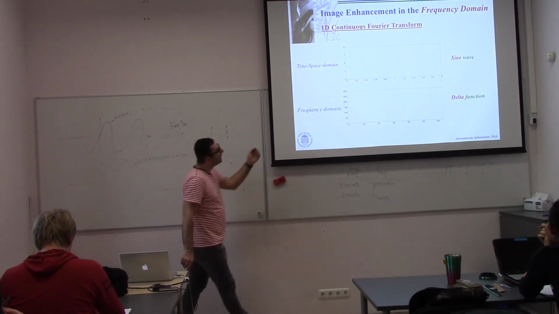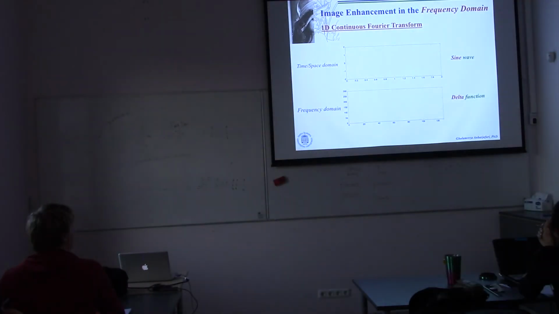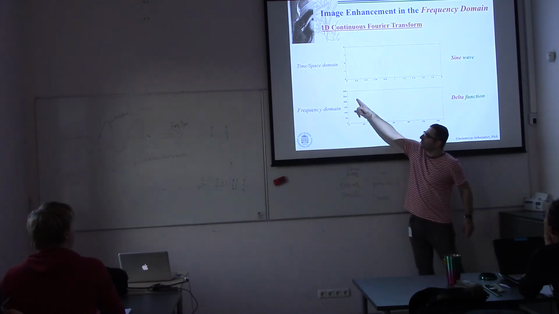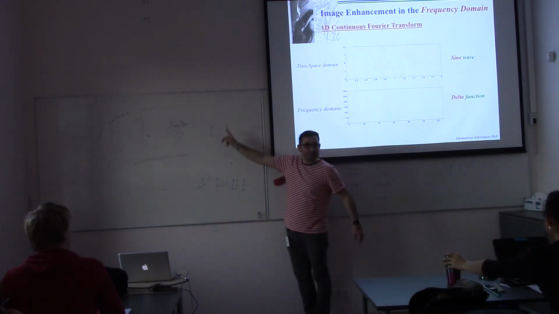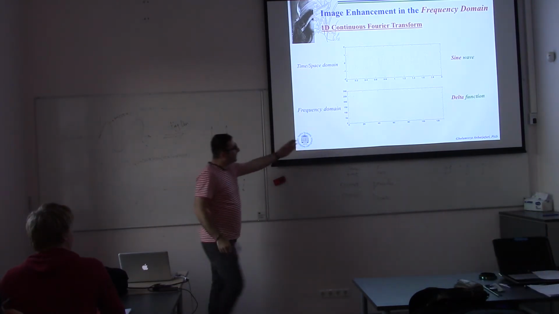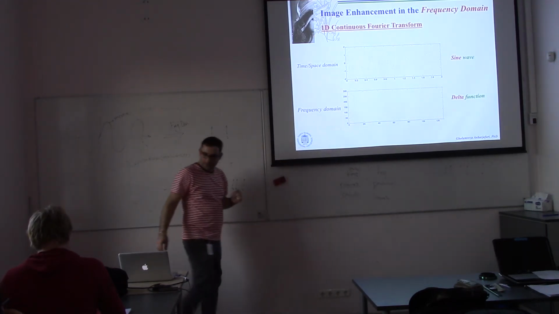Here is an example where we have a sine function, and this sine function has only one frequency. That's why you can see only one impulse. Because it's a magnitude, it has symmetry, so we have the same thing in the negative side. But usually you only display one of them.